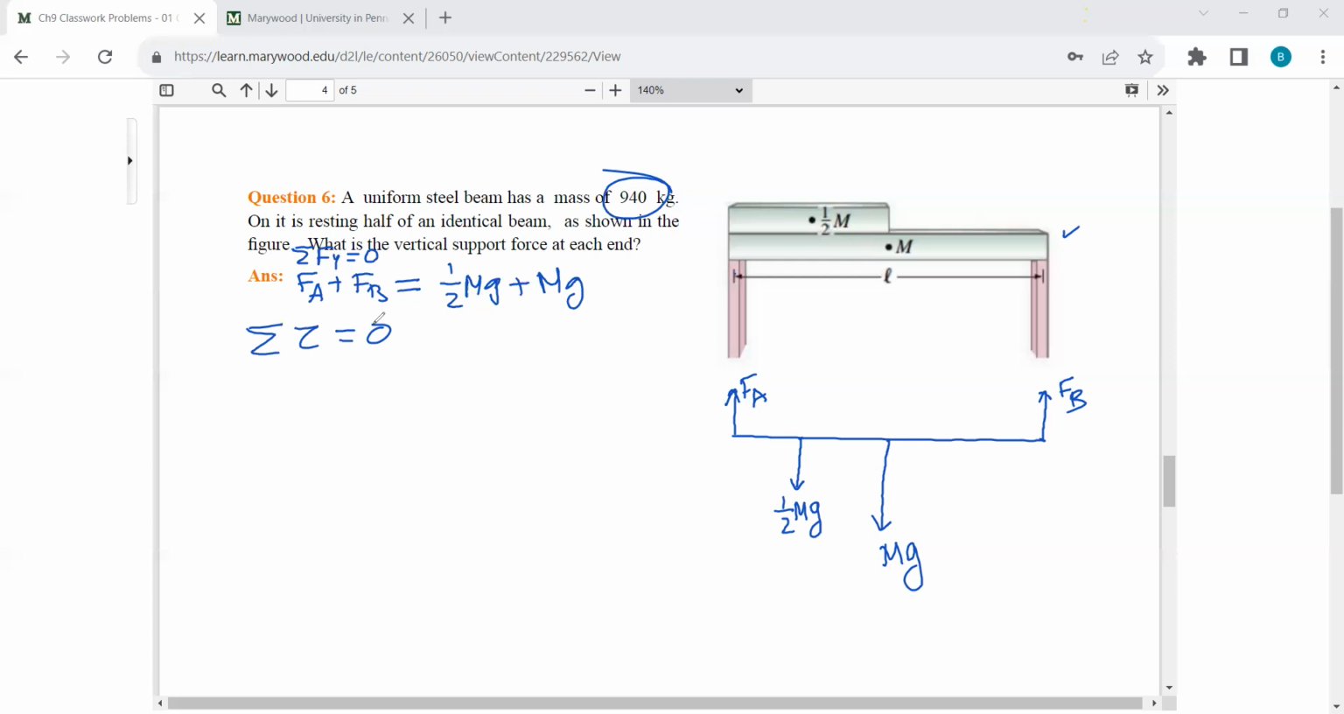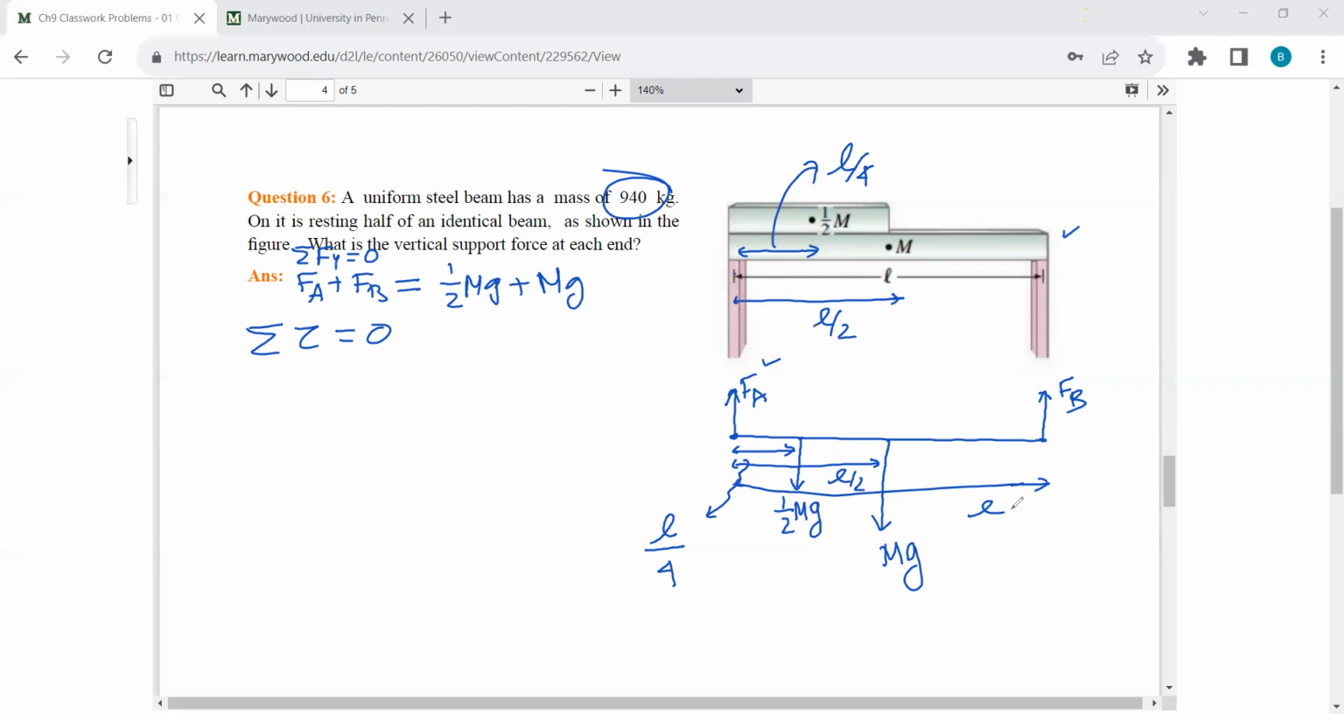Now choose one, either this point or this point as your axis of rotation, and similarly write all the terms for the tau. So you need the lever arm. For this one, if you choose this as your axis of rotation, the lever arm is equal to 0. For this one, the lever arm is equal to L over 4. Why is it L over 4? Because you see that this is equal to L over 2, and this is at half of L over 2. So half of L over 2 is L over 4. So this is L over 4, this is L over 2, and of course this is L. So these are the lever arms.